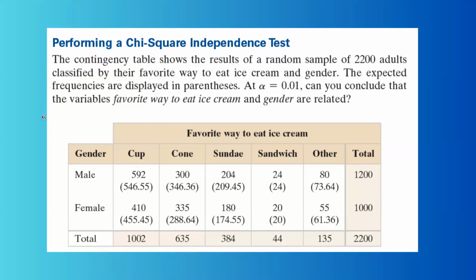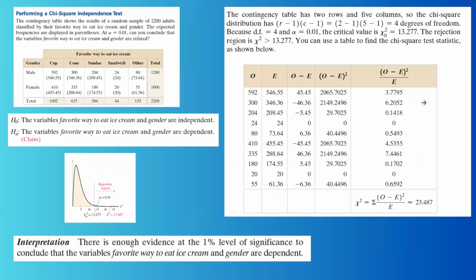At 1% level of significance, can you conclude that the variables favorite way to eat ice cream and gender are related? Well, the gender, male and female, two categories here, and favorite way of eating ice cream using cup, cone, sundae, sandwich, other are listed here. Very good. So these are the information that we have. How do we run the test?